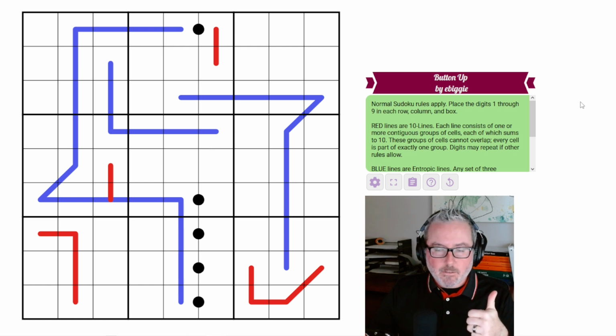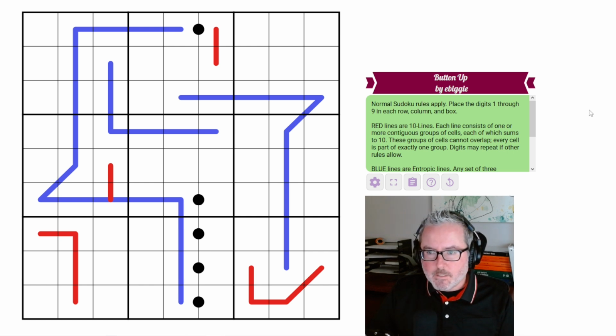ebiggie, awesome that you're starting setting. Love to see it. Hope you do a bunch more excellent puzzles. So with that said, let's jump into this thing and see if we can get it figured out, because it looks like it's going to be a fun one to go with.